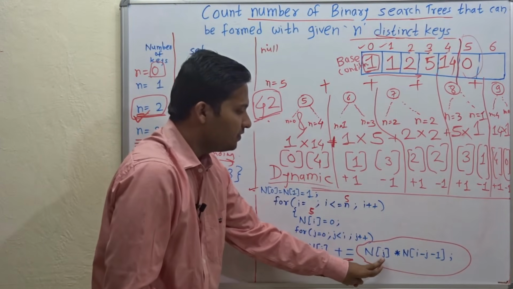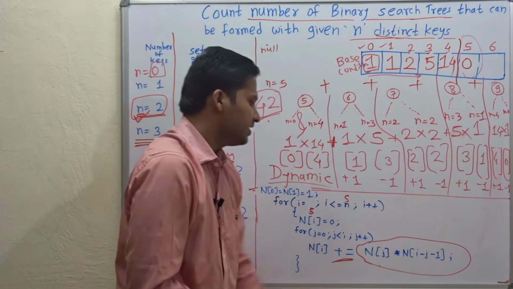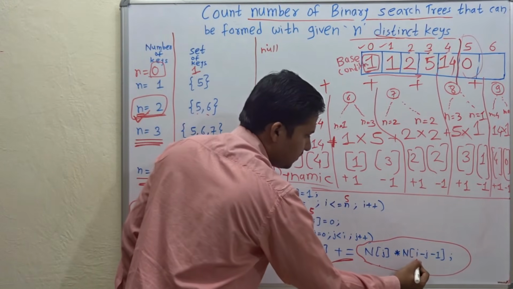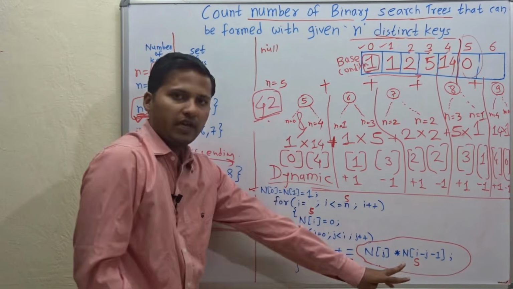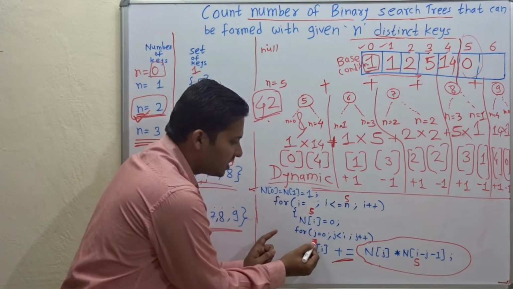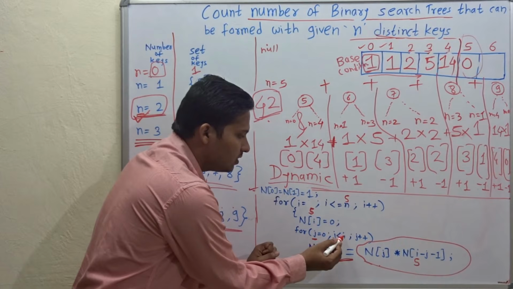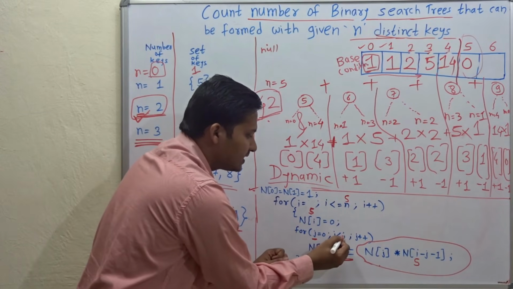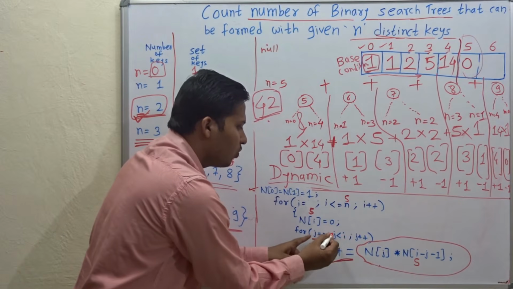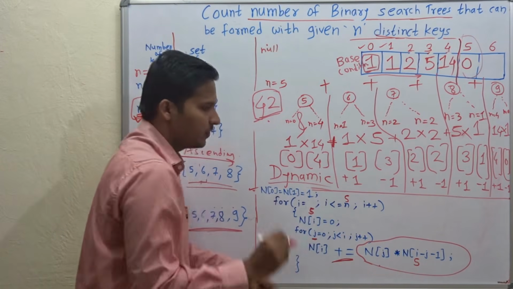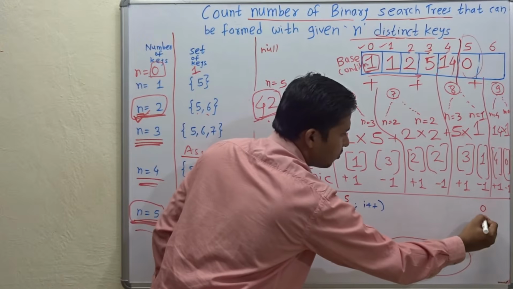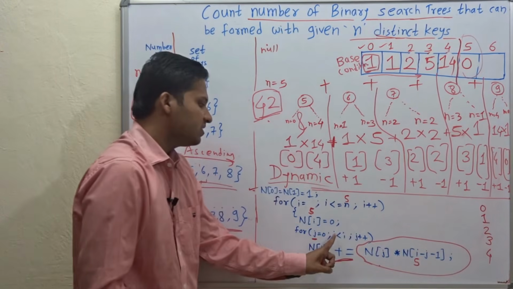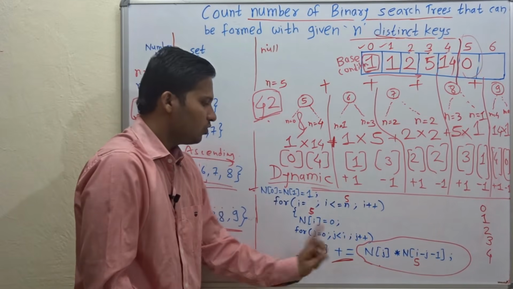See, n of j into n of I minus j minus 1. So let's put I equal to 5. Okay, and this loop is for j equal to 0 to j is less than I, and I is 5, so j is less than 5. So j will go from 0 to 4, means 0, 1, 2, 3 and 4, because j is less than 5, so 0 to 4.